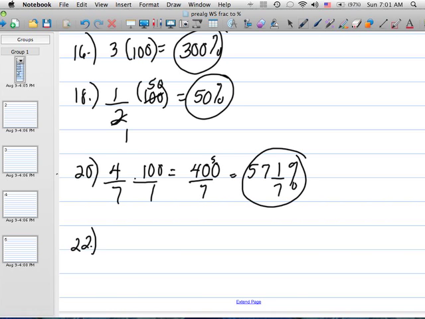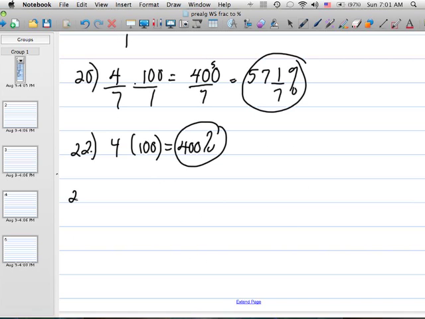Problem number 22, we have 4, times it by 100, and we get 400%. And the last one, 24, 2/25, change it to a percent, multiply by 100. 25 goes into 25 once and into 100 4 times, so that's 8%.